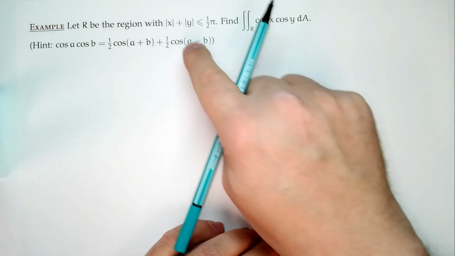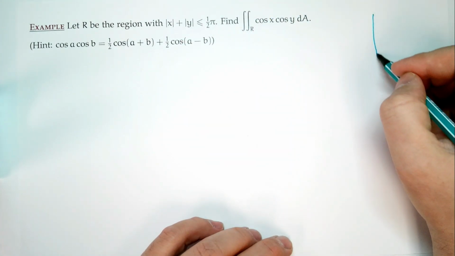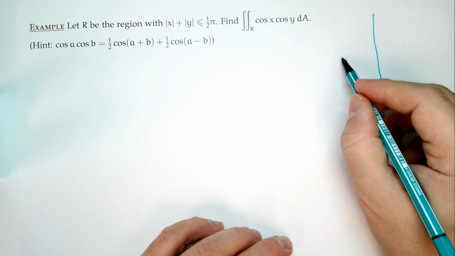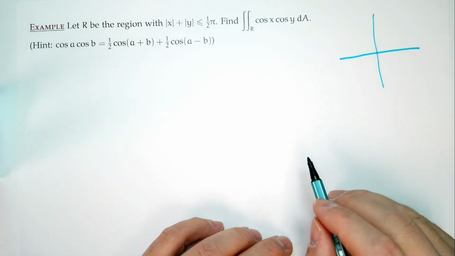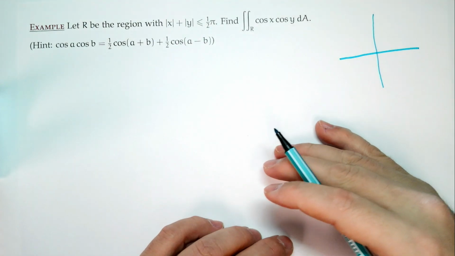Now, what's our region look like? This is kind of a different way to write it: absolute value of x plus absolute value of y less than or equal to 1/2 pi. And what it is, it's a diamond shape.